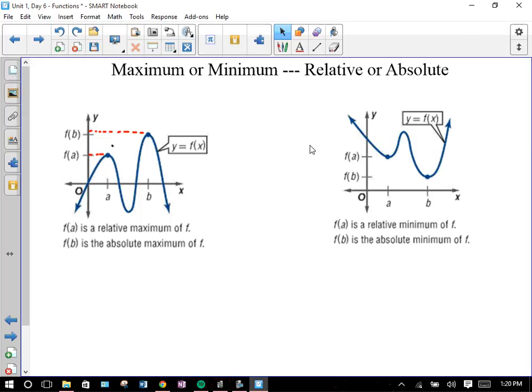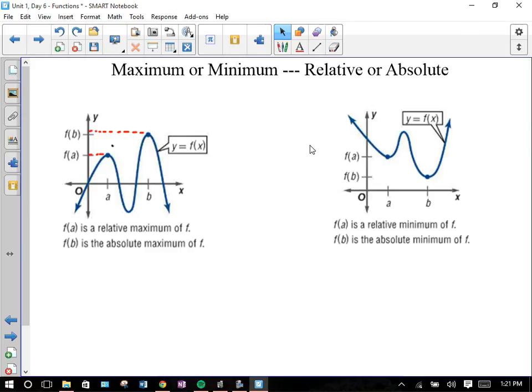Now, how do we know if a function is going to have a relative maximum or minimum? Well, if the end behaviors of the function go to negative infinity on both sides, so as x approaches negative infinity, and as x approaches positive infinity, if the y value goes towards negative infinity, you're going to have an absolute maximum somewhere.